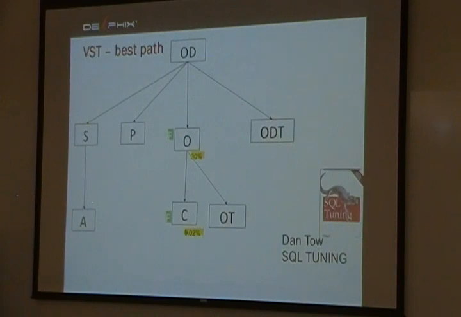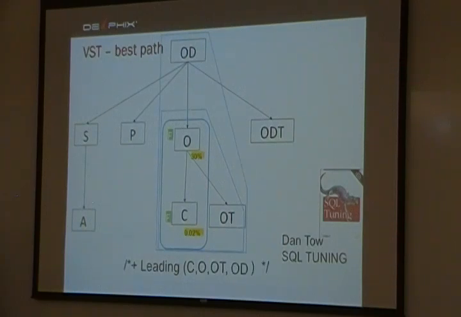With this, I think this is pretty awesome because with this, I can find out a plan in just a few seconds, basically. So the filter on C is more powerful than the filter on O, so I'm going to start on C. I want to go down if I can, but if I can't, I have to go up. So I join up to O. Remember, I want to go down if I can, so I go down to OT. I can't go down any farther, so I go up to OD. This is the foundation of the optimal execution plan.